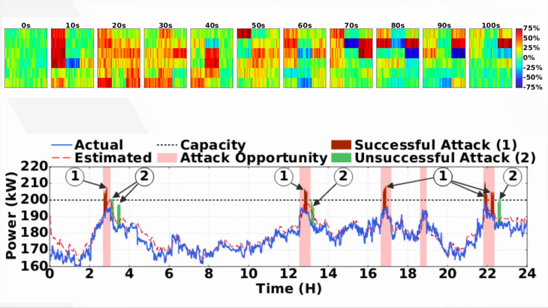There's also precision, which is based on the percent of successful attacks launched. So let's say we launch 100 attacks and 50 of them are successful. A successful attack is, again, one where we can actually overload the power capacity. Then that would be a 50% precision rate.